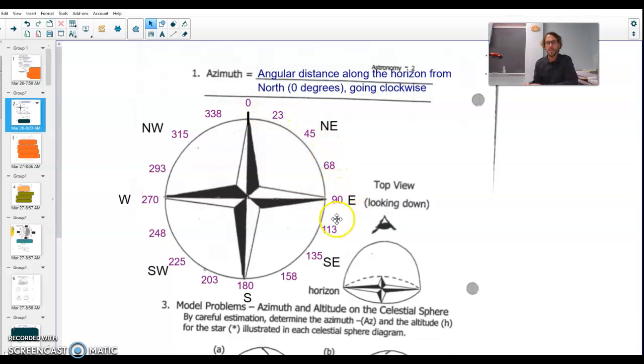90 degrees is due east. 180 degrees is due south. 270 is due west. And then back to 0 for due north. We have other compass directions in there: northeast, southeast, southwest, and northwest. Here in the notes it says top view, looking down, with this little eyeball there. I think that's what that's supposed to be. So you are looking down at this thing. I'll give you another second to fill in your numbers, and then I'll show you what we're talking about.